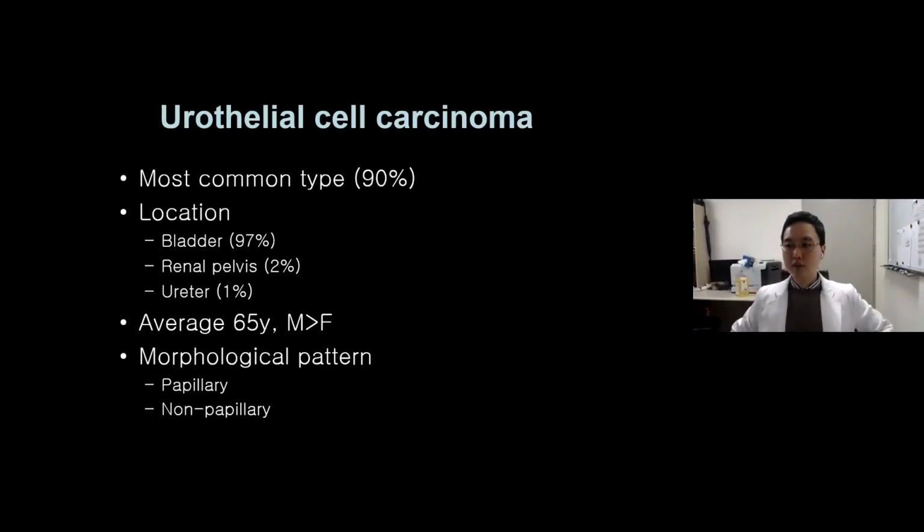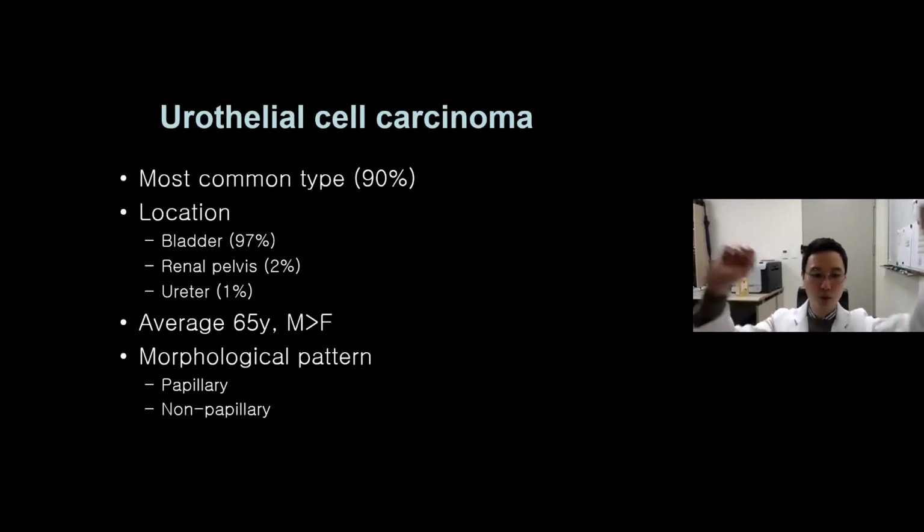The most common type of urothelial tumor is the TCC, the transitional cell carcinoma, and the location, as I have previously mentioned, is mostly in the bladder, like 97% occur in the bladder and less commonly in the renal pelvis and ureter. Typically it is a tumor of old age patients, and the average age is 65 years, and the prevalence is higher in male than female patients.